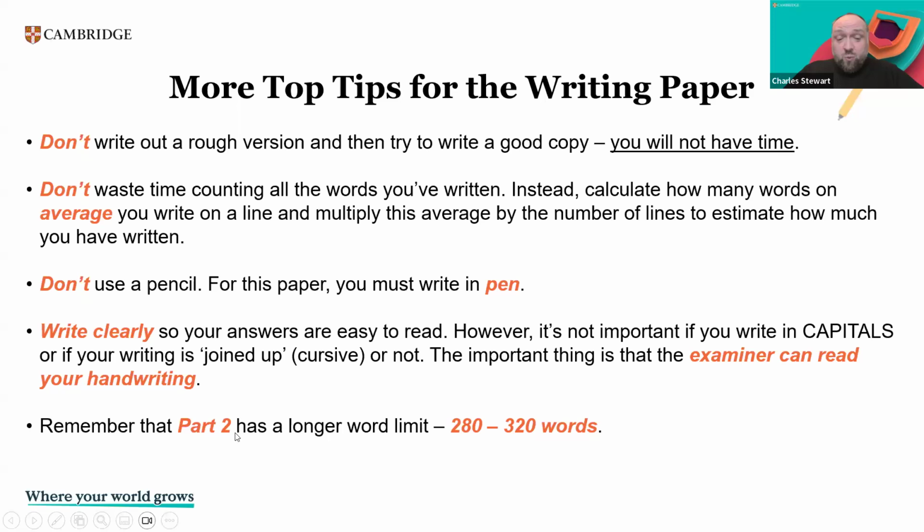Also, remember that whilst for part one the upper limit is 280 words, part two is slightly longer, so 280 to 320 words. So do keep in mind that the two parts of the C2 Proficiency have different requirements on word count.